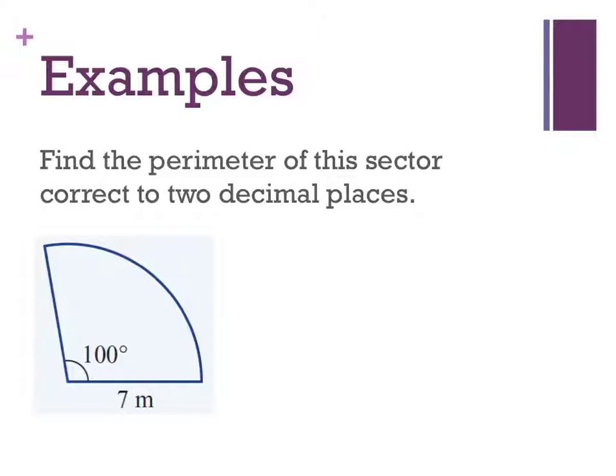So it says find the perimeter of this sector correct to 2 decimal places. Why is this question more difficult? Well, first off, we don't have a whole circle. We have a part of a circle. So this is a sector. I know that I calculate the whole circumference of a circle with the formula, circumference equals 2 pi r. That's not going to work this time, is it? I know it's not going to work this time because I don't have a whole circle. I have part of a circle. Now, how much of a circle do I have?